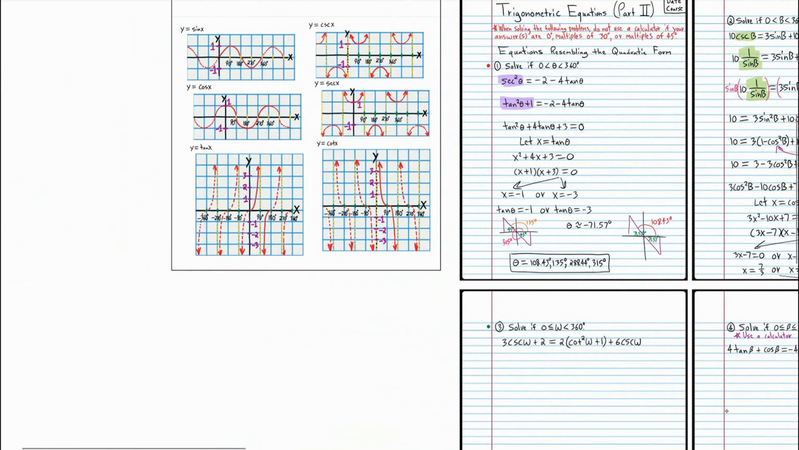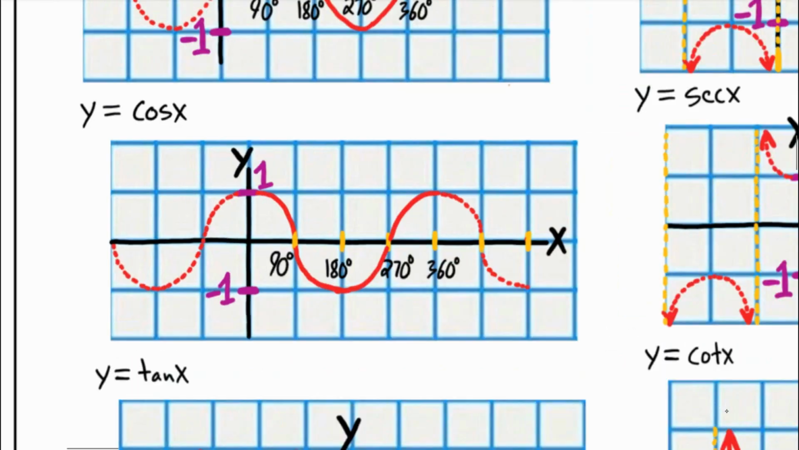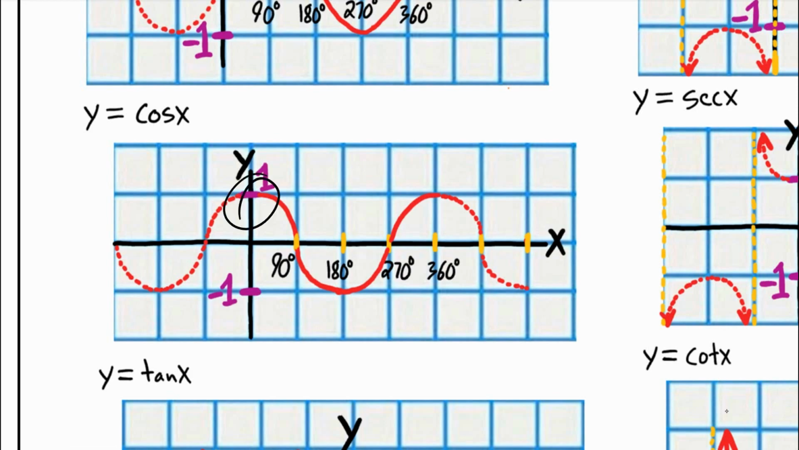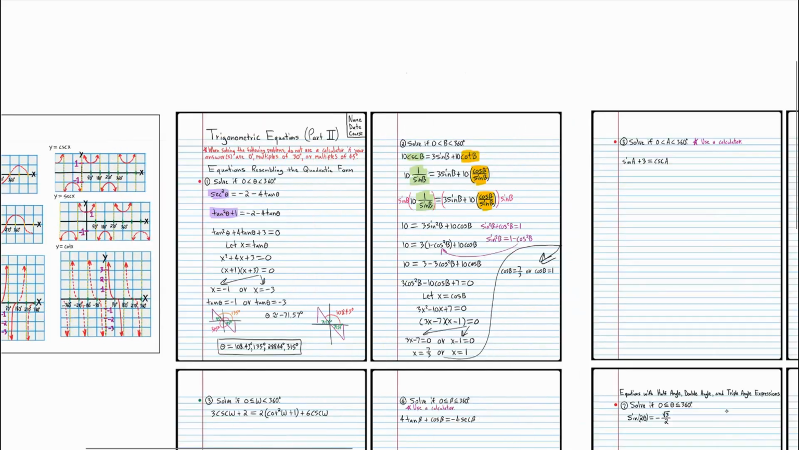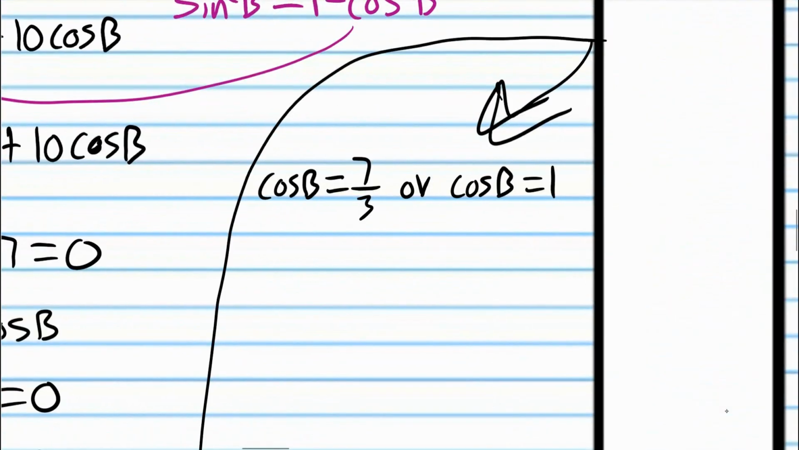Now let's look at our graph. You see cosine goes back and forth between 1 and -1, 1 and -1. So it's never going to get to 7/3. 7/3 would be up here somewhere. So that's impossible. So we can just say cosine b is never going to be equal to 7/3. So not equal to 7/3.